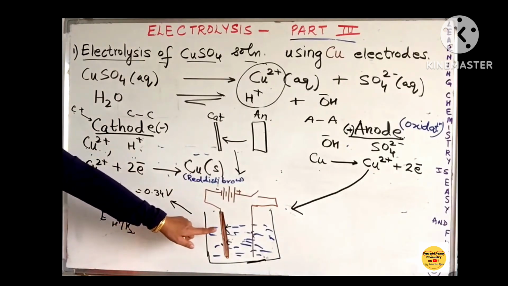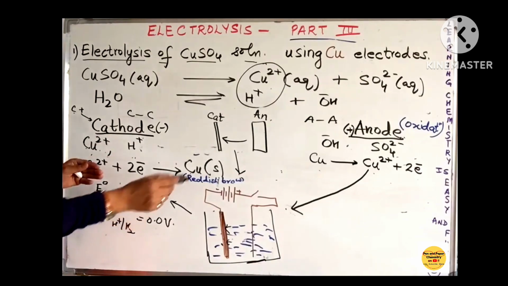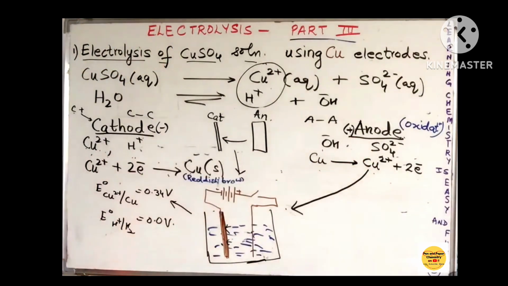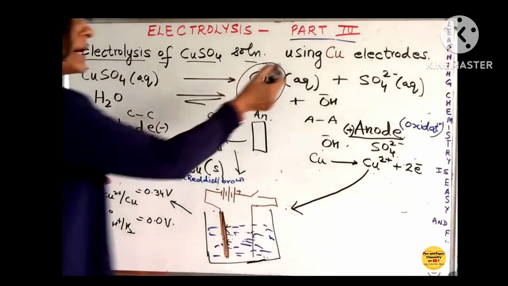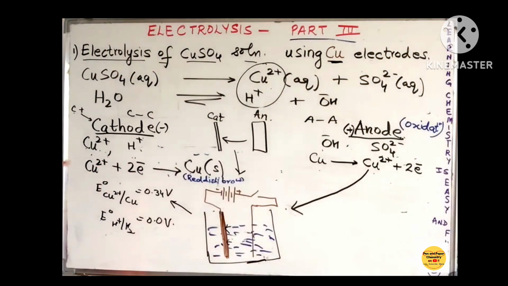So what will happen is, the cathode will become bigger in size, whereas the anode would have shrunk, right? So in this case, neither hydroxyl nor sulfate ions have got discharged. So if you notice, just by mere changing of the electrode, the product of the electrolysis will also change.